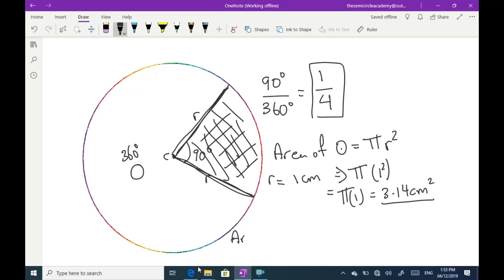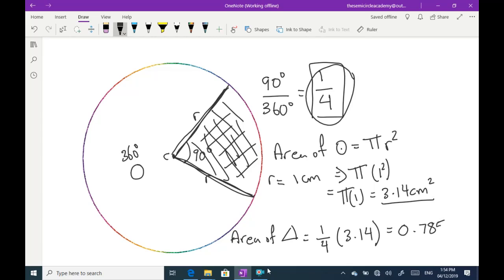Therefore, the area of the sector, and remember this sector is only a quarter of the full circle, would be a quarter of the full area. So a quarter multiplied by the full area, and that would be 0.785 centimeters squared.